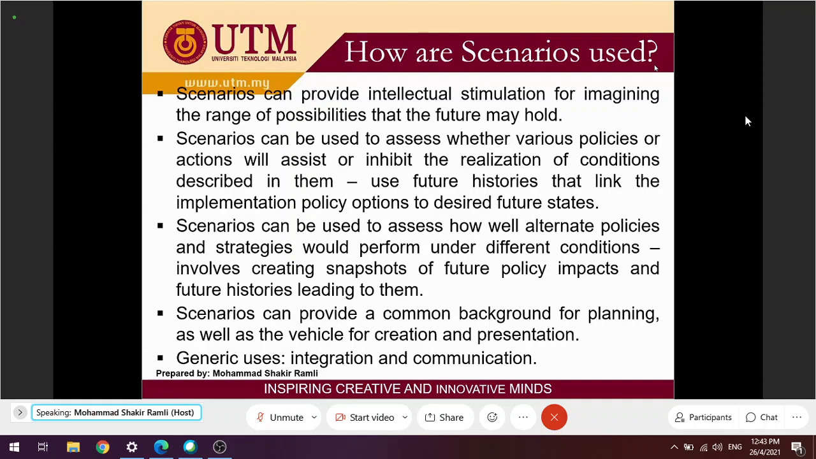Scenarios can be used to assess how well alternate policies and strategies would perform under different conditions. This involves creating snapshots of future policy, and future histories leading to them. We can also use it as a measurement or indicator as well, if we want to include alternate policies. For example, in a future project, we may at one time have an alternative operation plan.